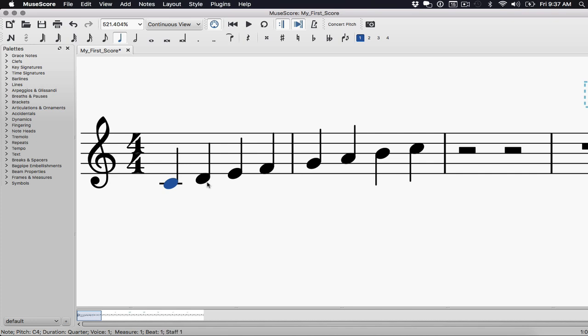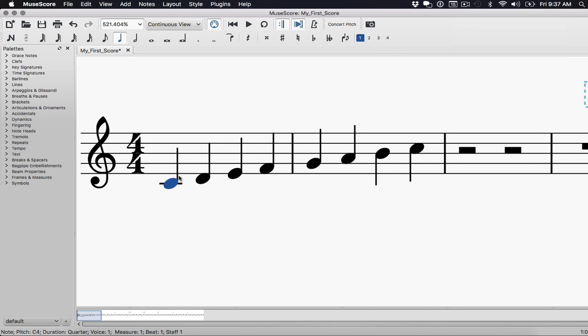So the first thing I need to do when I'm trying to find the parallel scale is find out if that mode is closer to a major scale or a minor scale. And that's just something you have to remember. So in this case, a Dorian mode is closer to a minor scale.